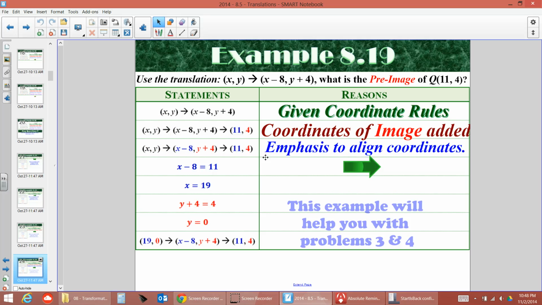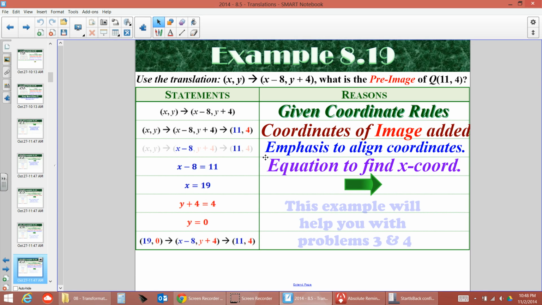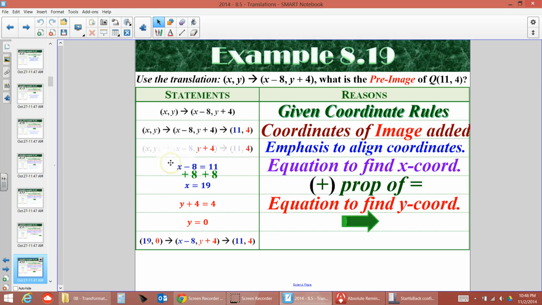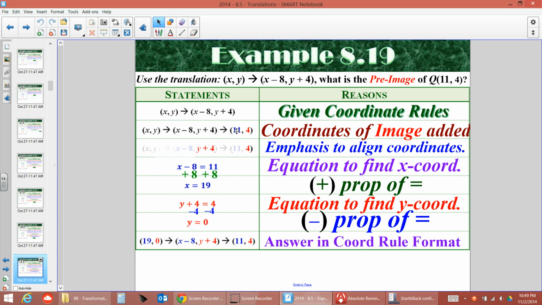So I do that by, I'm going to just emphasize the x value. Okay? Notice how x minus 8 got us to 11. So I've got to find out what the original amount was by adding 8 to both sides. And then I do the same thing for the y. Notice how I write the equation to find the y coordinate. Y plus 4 got me to 4. Well, what was y originally in order to get me to that point? And I say they're equal to each other, so I subtract 4 from both sides, and I find out y is 0.